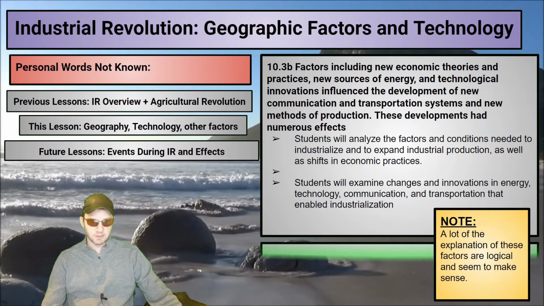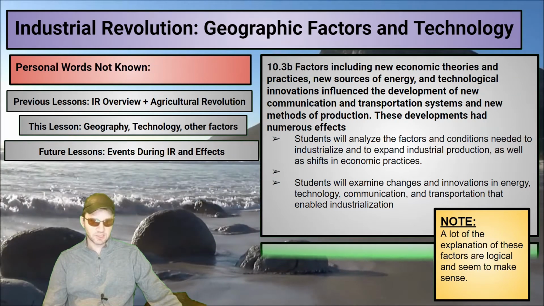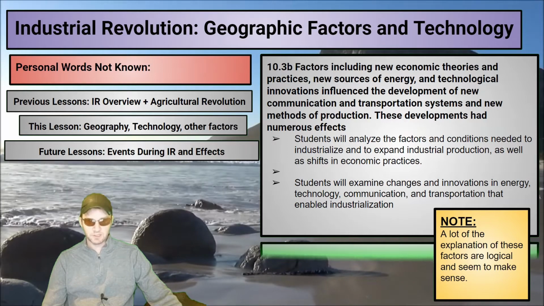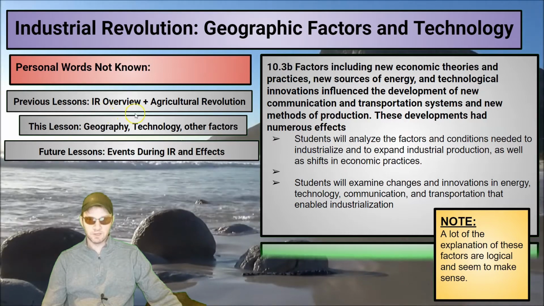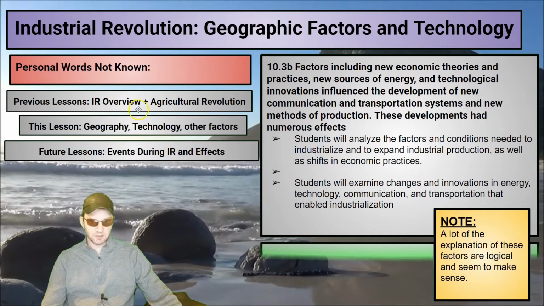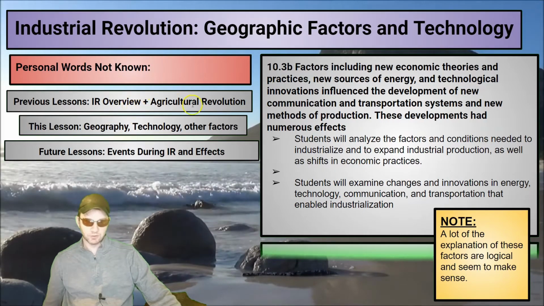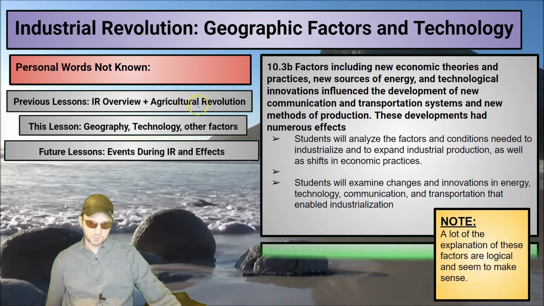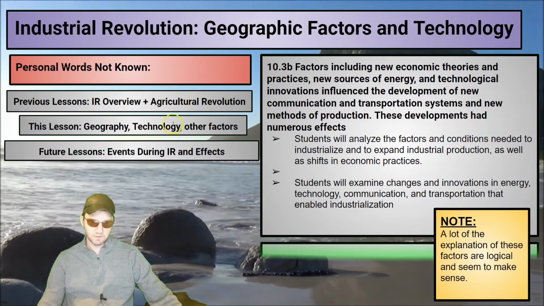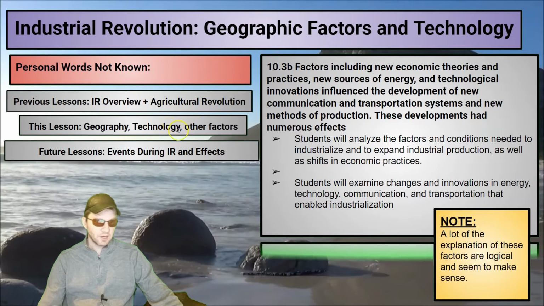Okay, today we're going over the Industrial Revolution, geographic factors, and technology of the revolution. Previously, we've looked at an overview of the Industrial Revolution that tells basically quickly the whole story, and we've gone more in depth into the agricultural revolution as a factor and a cause. This lesson focuses a little on the geography, the technology, and other factors.